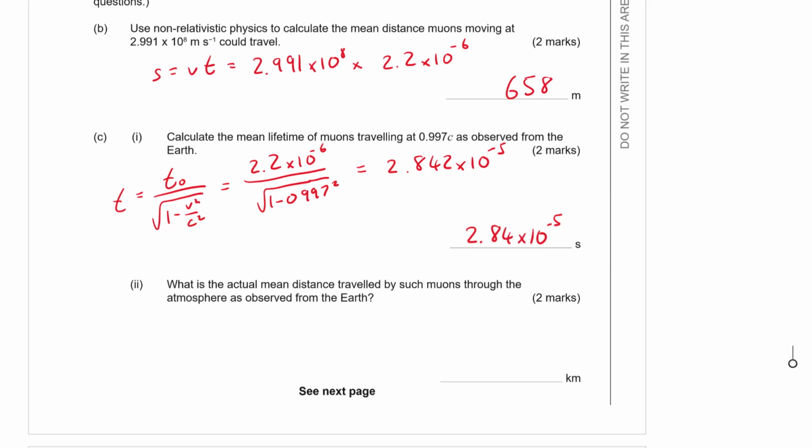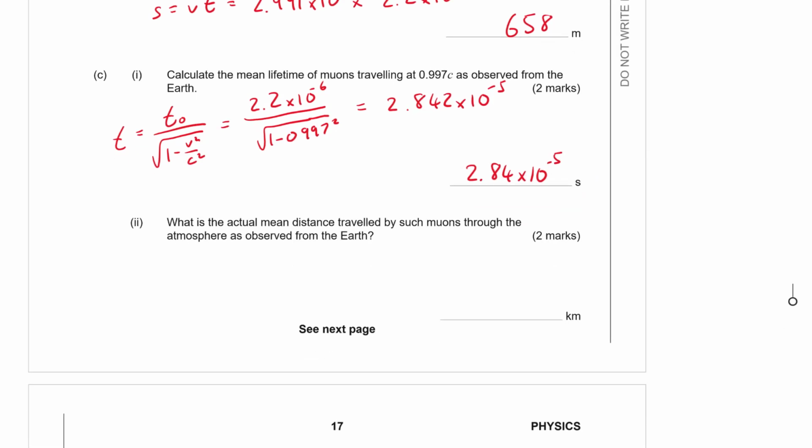And now it's saying what is the actual mean distance travelled by such muons. So now we've got the dilated time, and we can essentially sub that back into the original equation. So we use S equals Vt. And now we're going to be using the same velocity, but we're going to use the dilated time. I'm going to use a little bit more precise of a value for myself, but it shouldn't make much of a difference.